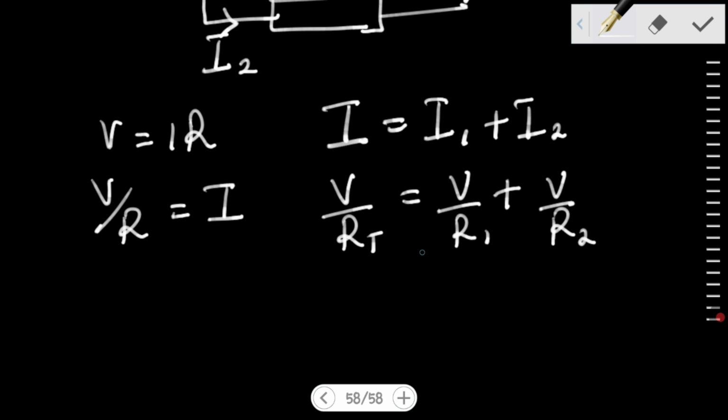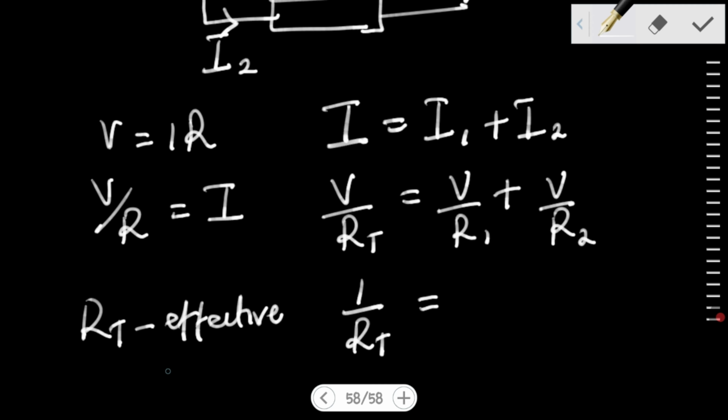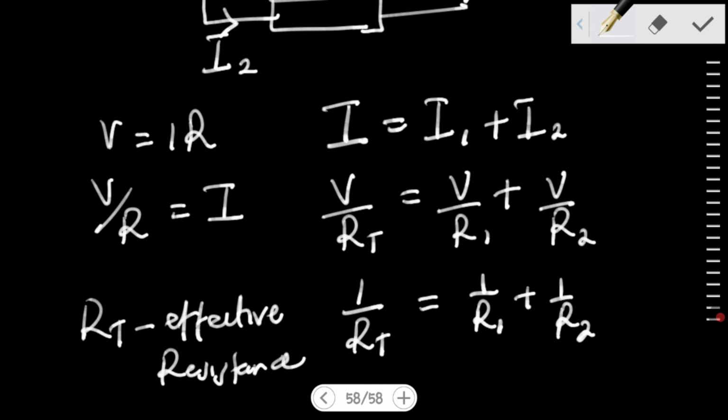So I'm going to have 1 over RT, which in this case we are taking as the effective resistance, equal to 1 over R1 plus 1 over R2. So this is the case when we are in parallel connection.